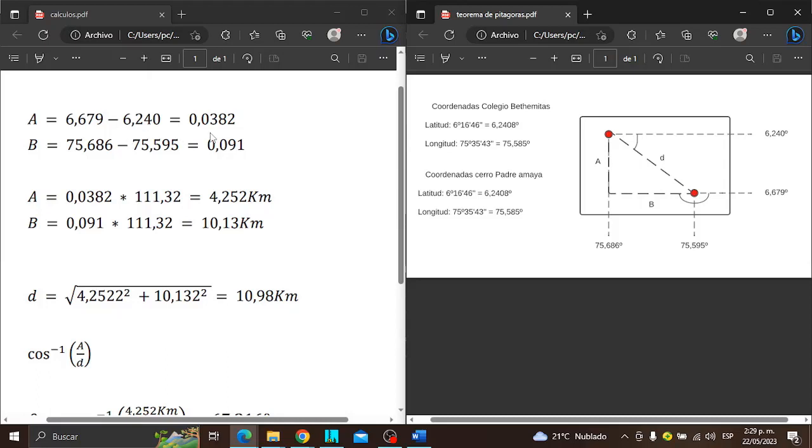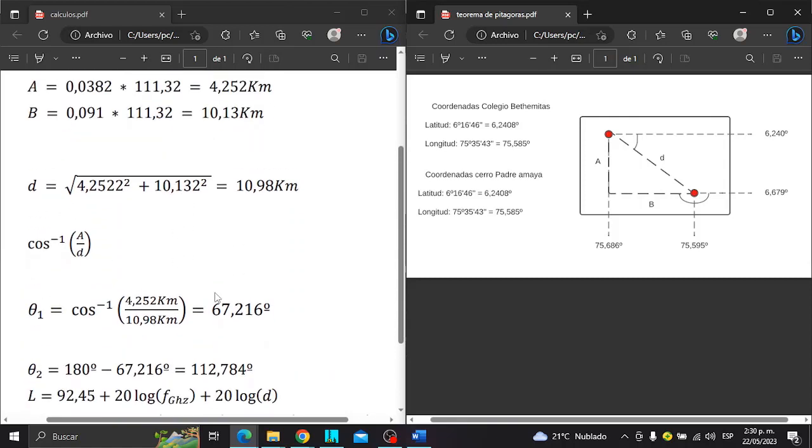After calculating points A and B, convert them to kilometers by multiplying by the conversion factor 111.32, which gives values in kilometers. Then calculate the square root, applying the Pythagorean theorem, to obtain the distance, and this is the distance value obtained.